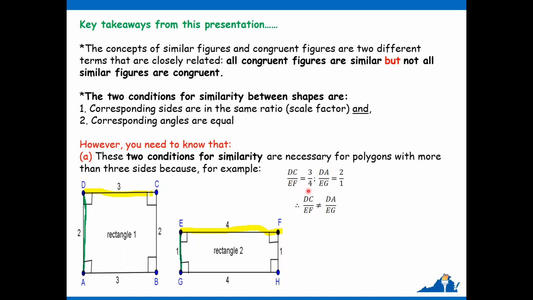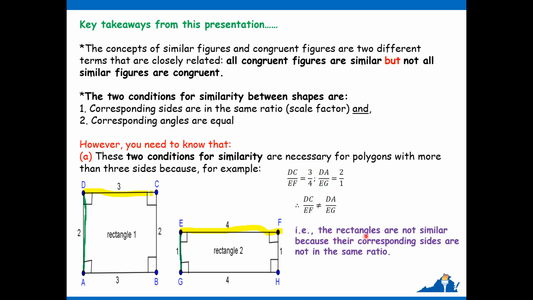Already, these two are not the same. They are not giving me the same ratio. They are different. This is where the same ratio comes in, and same ratio refers to the scale factor. So the fact that they are different, then we say the rectangles are not similar because their corresponding sides are not in the same ratio. We don't have a scale factor.